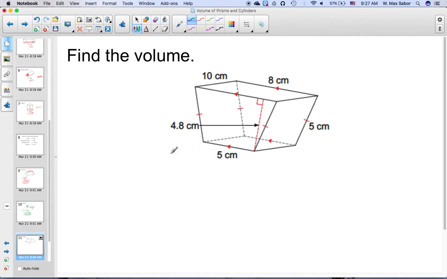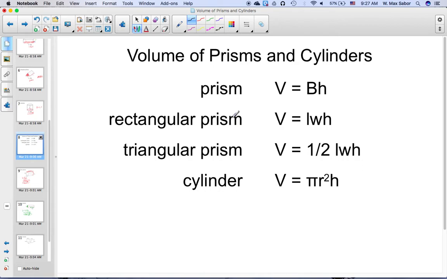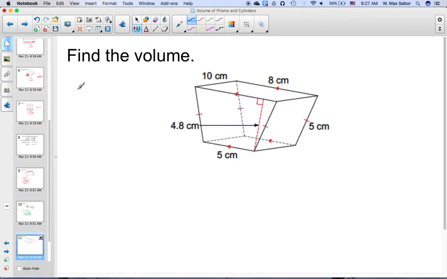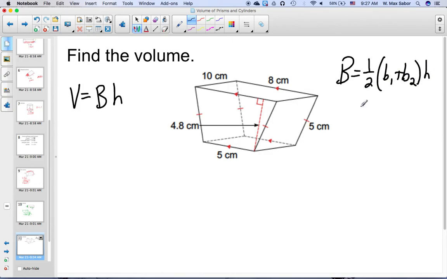Here, this was not one of these three. We can just use the general prism formula. So the area of the base times the height. The area of the base is 1/2 base 1 plus base 2 times the height of the trapezoid. So base 1 is 5, the other base is 8. The height of the trapezoid is 4.8.